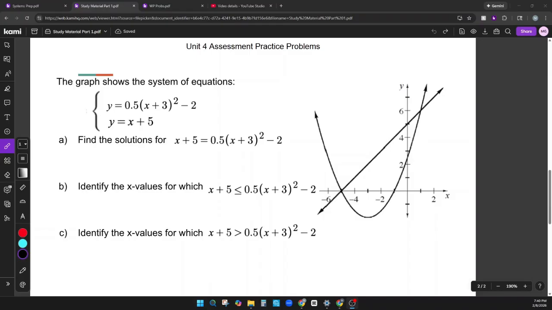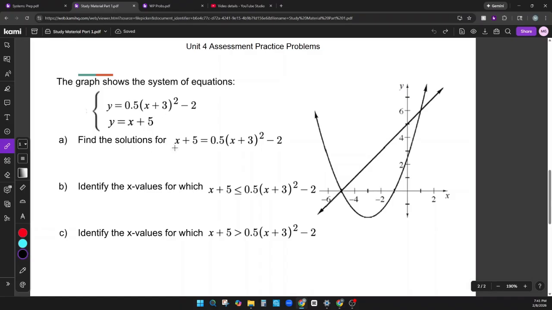So let's go ahead and look at section 3, which will deal with inequalities. The setup to this will be I'm giving you guys a system of equations, that being 0.5 (x + 3)² - 2, and x + 5. In this situation, we're dealing with these two. So let's go ahead and figure out what part A is saying.